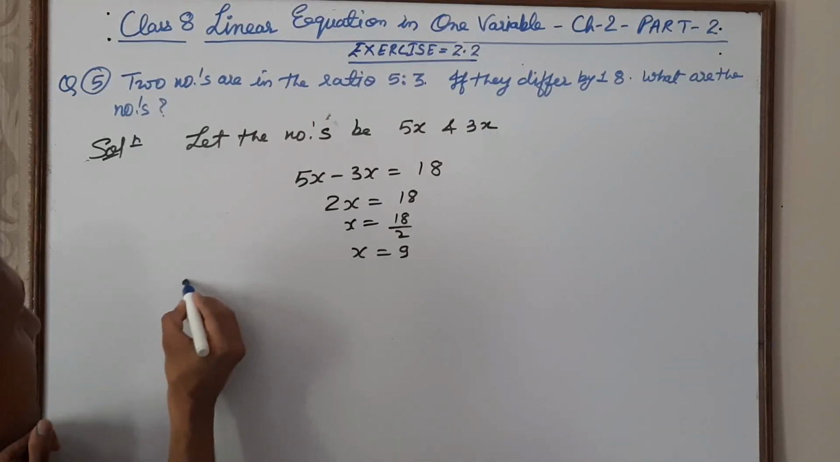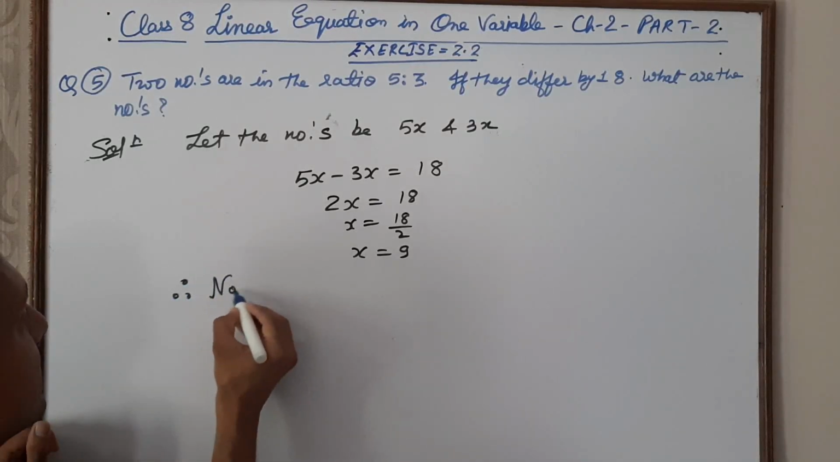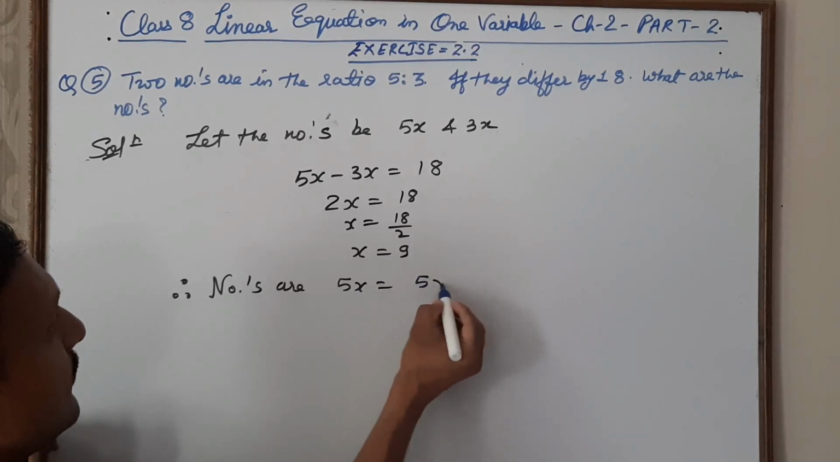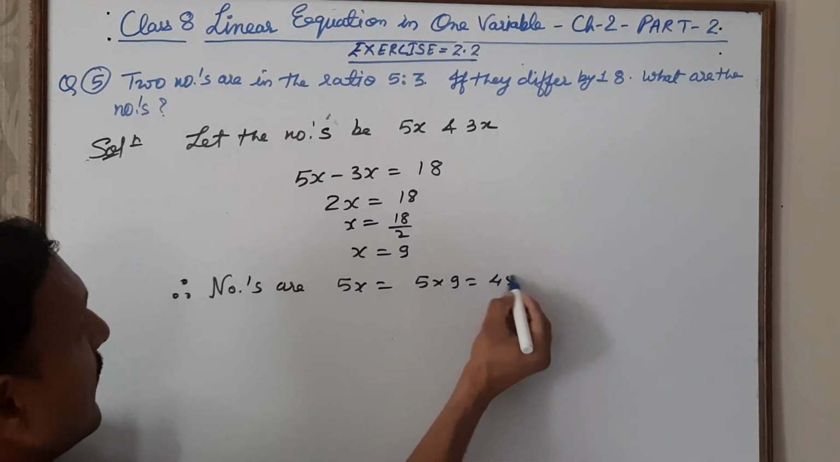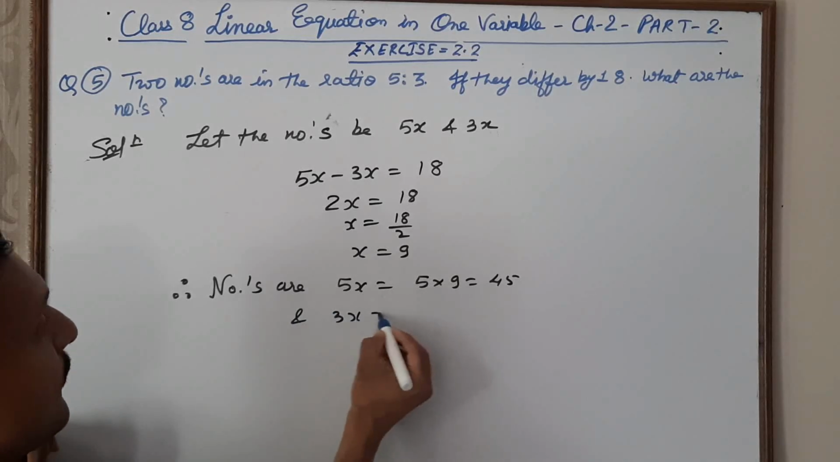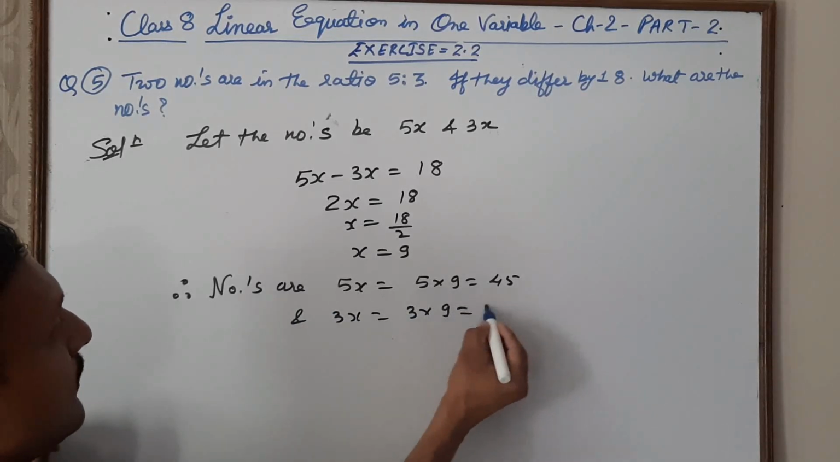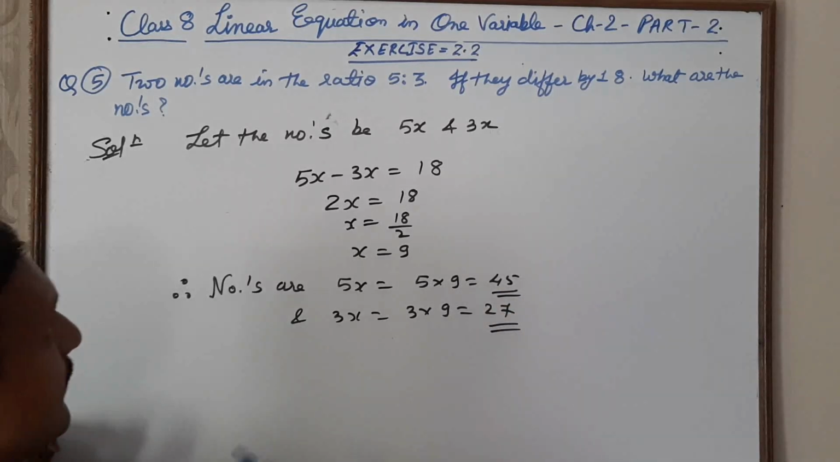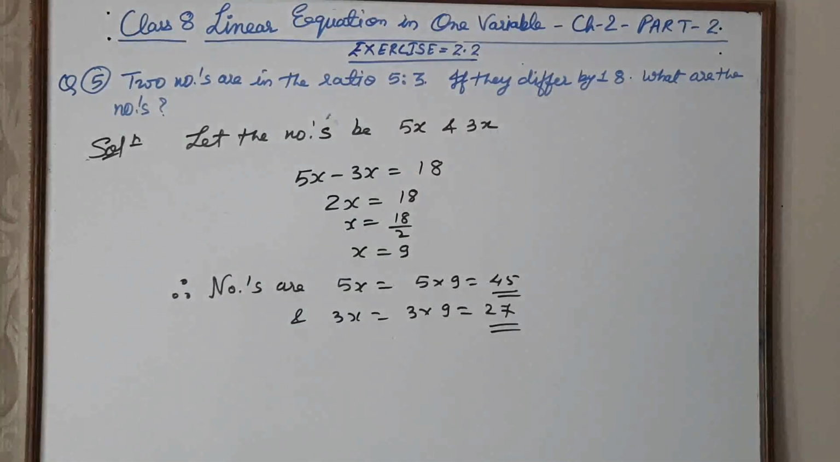Therefore numbers are 5x means 5 into 9, 45, and 3x equals 3 into 9, 27. Therefore what numbers are there? 45 and 27. In this way we can do it easily.